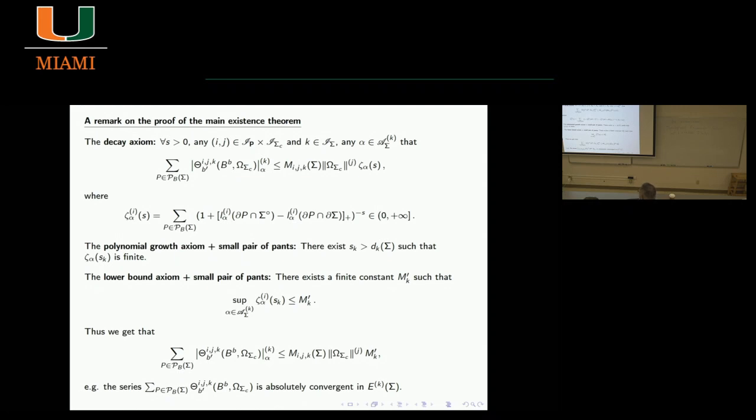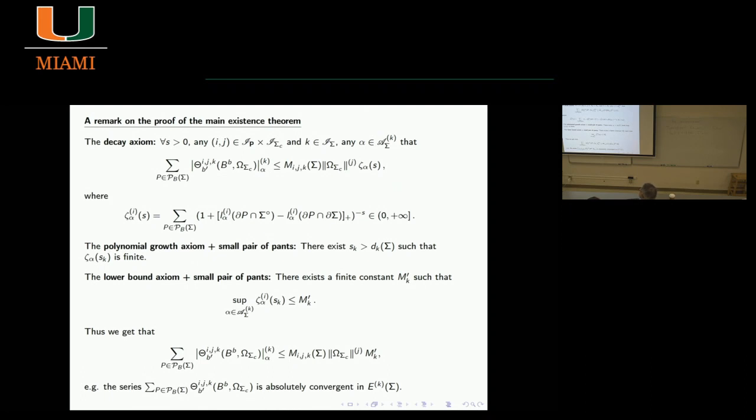Well, I already used the small pair of pants axiom, because the small pair of pants axiom just said, if I have a small pair of pants, this will return 0. So if I have infinitely many small pair of pants, this will diverge because it gives 1 for each small pair of pants. If I only have finitely many small pair of pants, I can ignore those when I'm doing analysis.